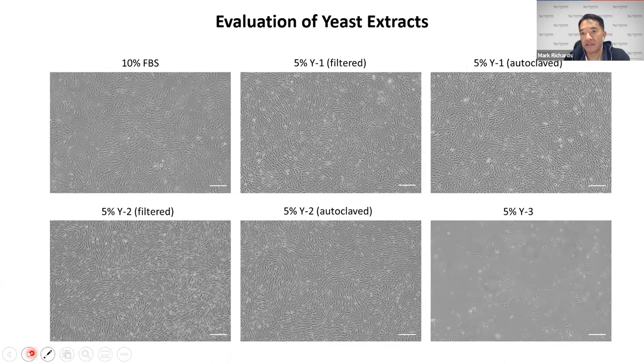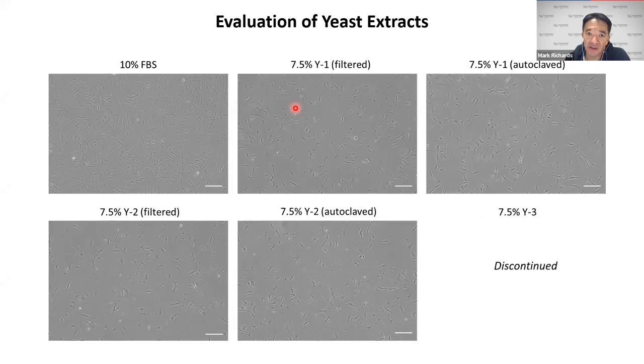Yeast extracts, we got these yeast extracts from a collaborator. Some yeast extracts were supportive, and some were non-supportive. We had filtered and autoclaved yeast extracts, lowering the FBS and moving to 7.5% yeast extracts.